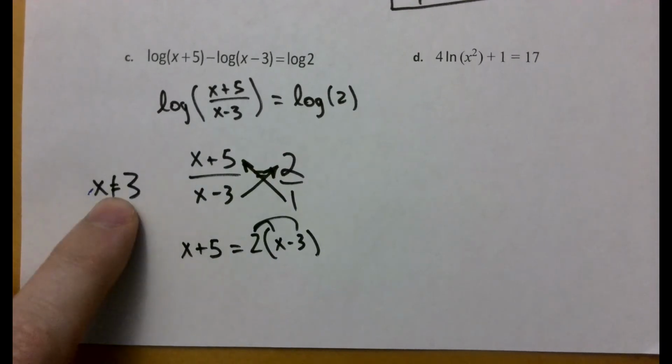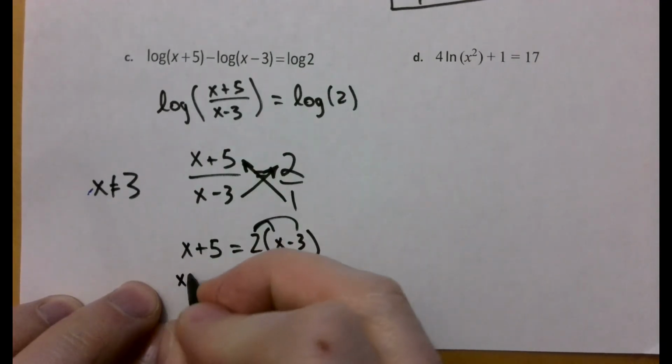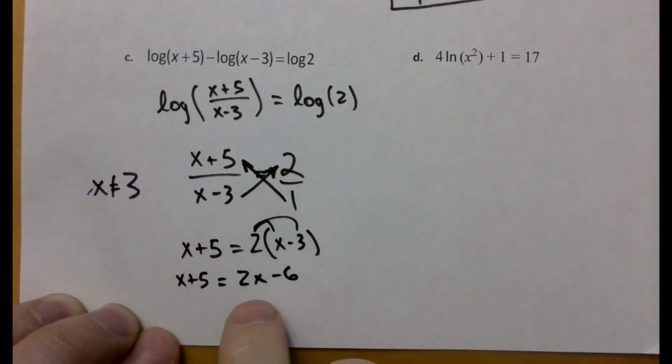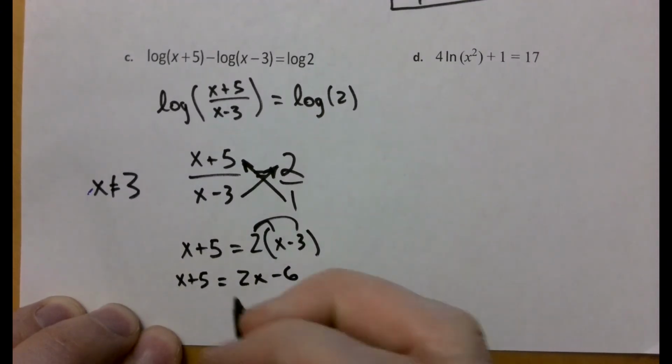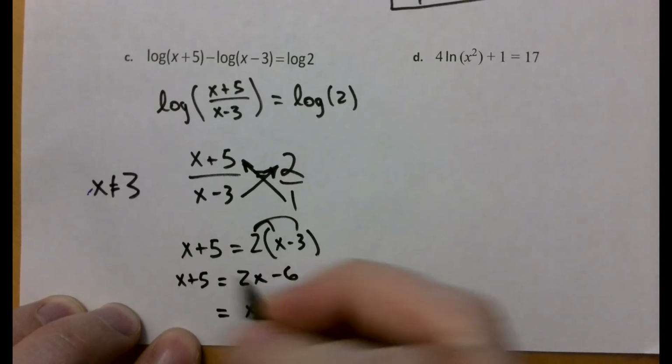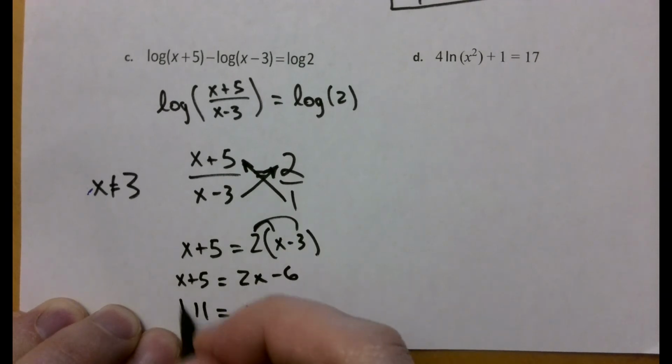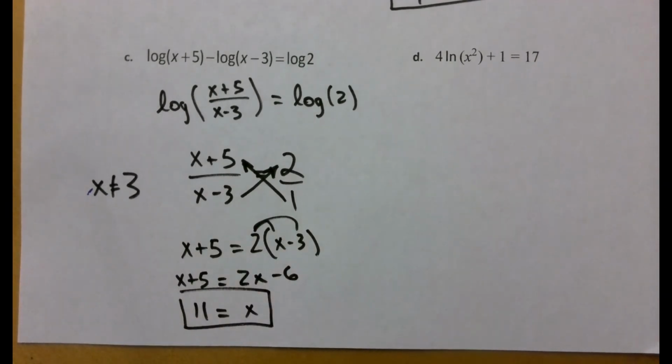So we'll just keep that in mind when we finish solving this one. All right, so x plus 5 equals 2x minus 6. Let's collect the x's on the right side. So that would be 1x when we subtract, and we'll collect the numbers on the other side. That would be 11. So there we have it. That's a nice, neat solution.